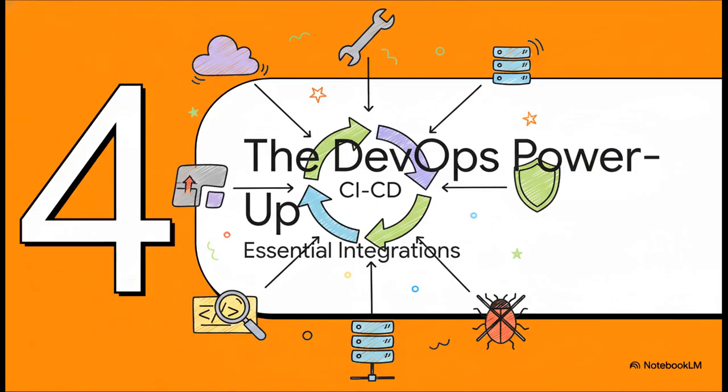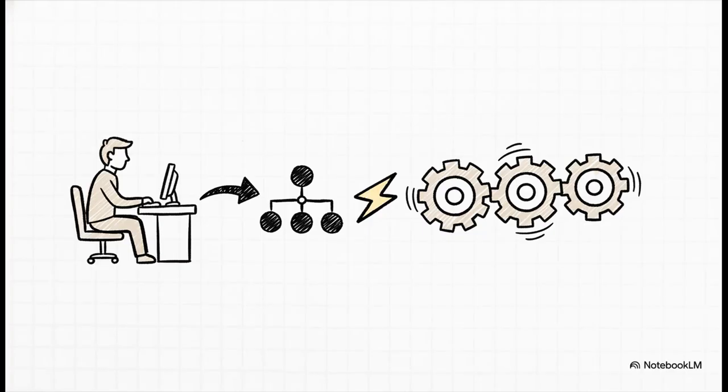Now, CI/CD is amazing all on its own, for sure. But its true power, its superpower, really gets unlocked when it connects with all the other essential tools in the DevOps world. It's like the central hub that makes everything else just work together. So first, it hooks right into version control, like Git. And what that means is the simple act of a developer pushing their code is the trigger that kicks off the entire automated process. No one has to do anything manually.